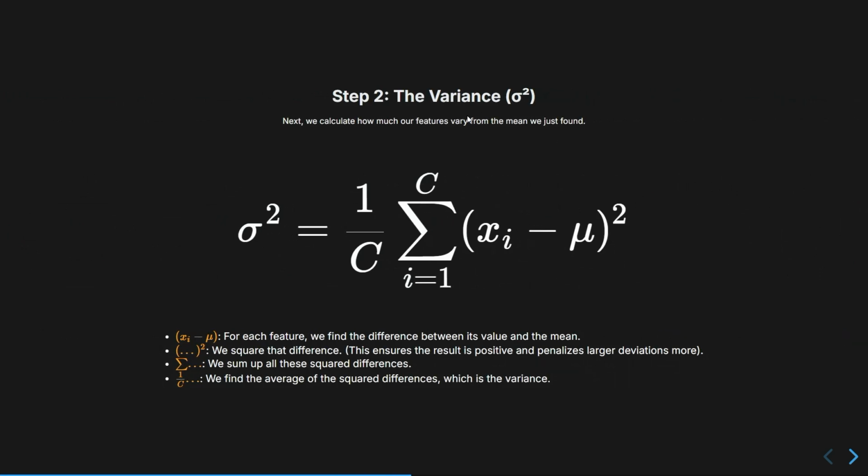And then we create the variance. The variance is taking x minus the mean, the whole square, and then dividing by the number of features. For each feature, we find the difference between its value and the mean. We square that difference so that the result is positive, and it penalizes large deviations. We sum them all up and then average them, which is the variance. It's basically a normal distribution in that sense.